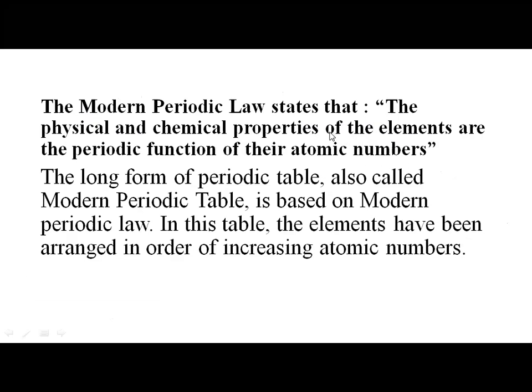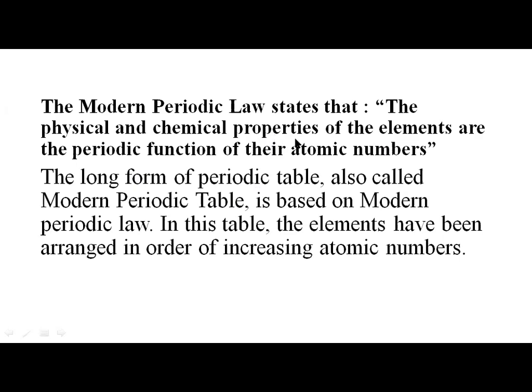This law came with a table which was called the modern periodic table, or also the long form of the periodic table. So what does this law say? When you arrange the elements in the increasing order of the atomic numbers, not atomic masses, there is repetition in the properties of the elements. This law is the basis of the modern periodic table.